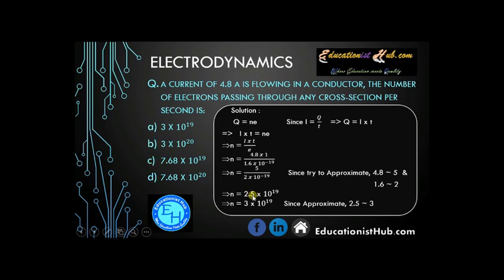But you have used approximation techniques. When you approximate 2.5 to 3, it becomes 3 into 10 raised to the power 19, which exactly matches option A. In case of option C, 7.68 is entirely different from 2.5. So the correct answer is option A. By using these approximation skills, you can solve these MCQs in an efficient way and crack entry tests with flying colors.